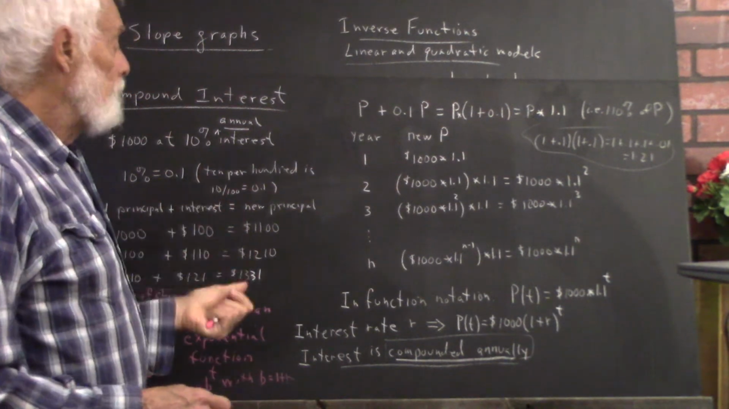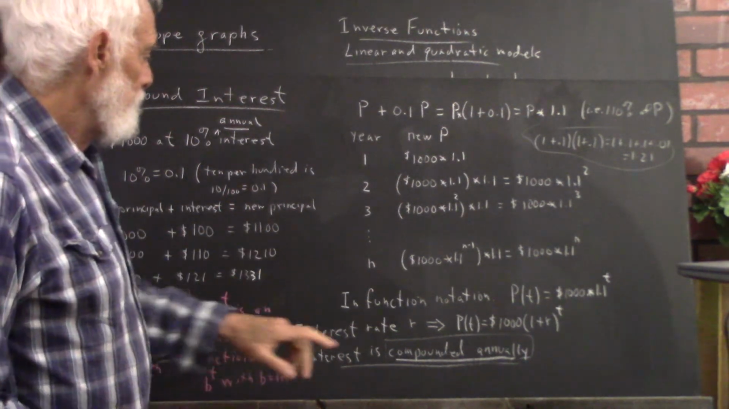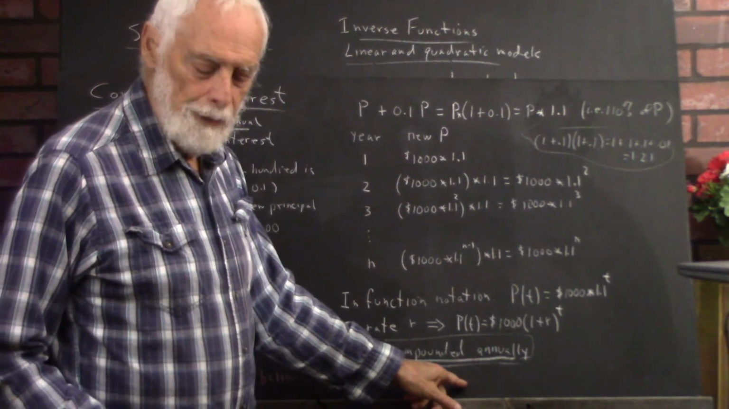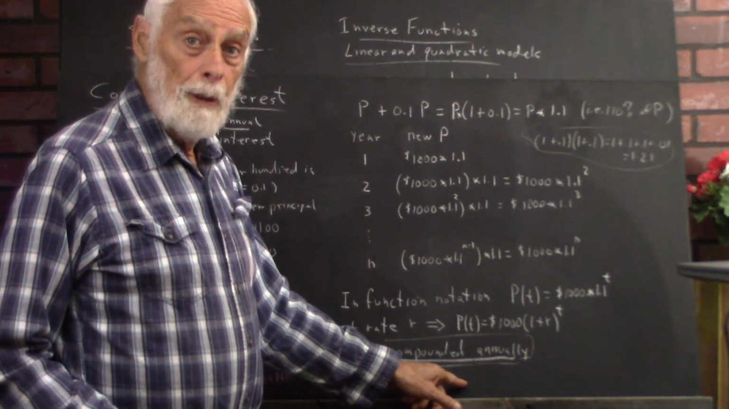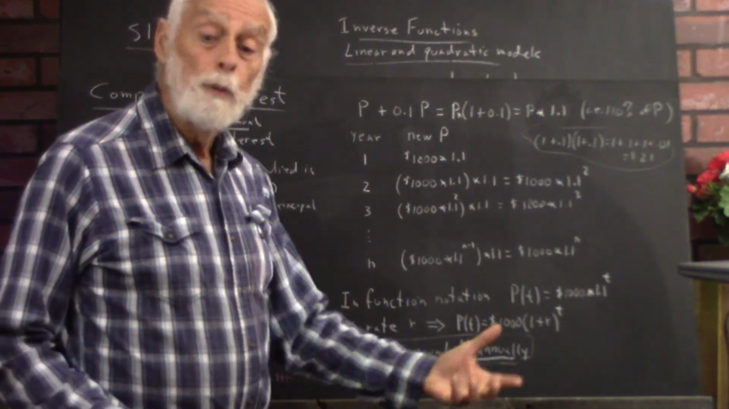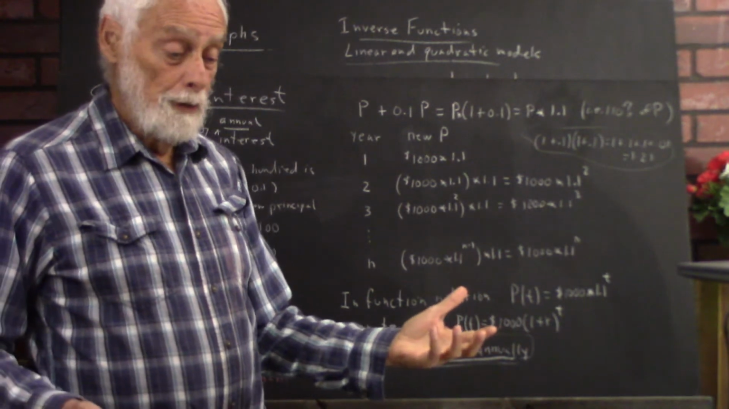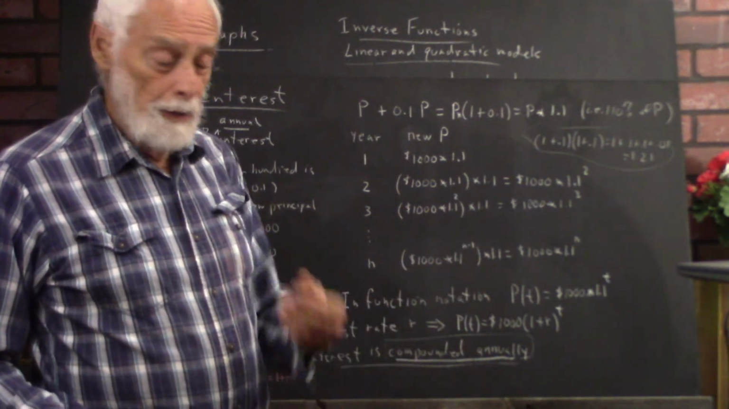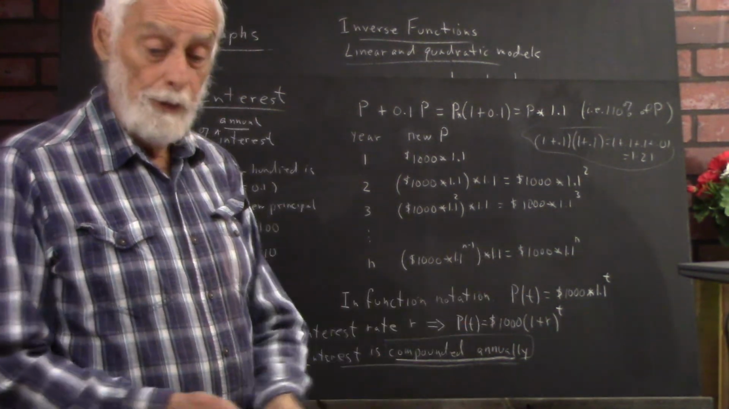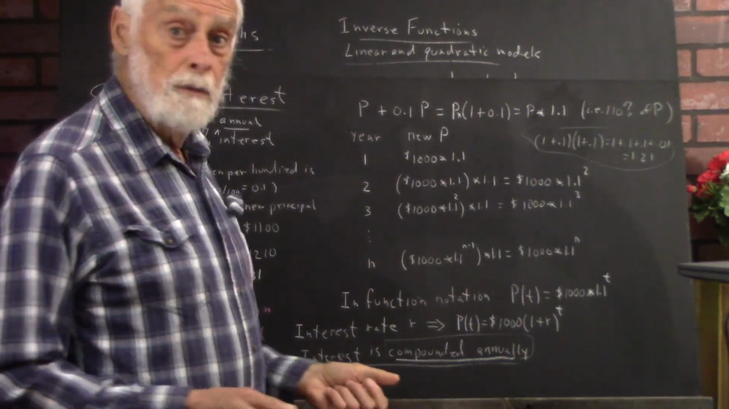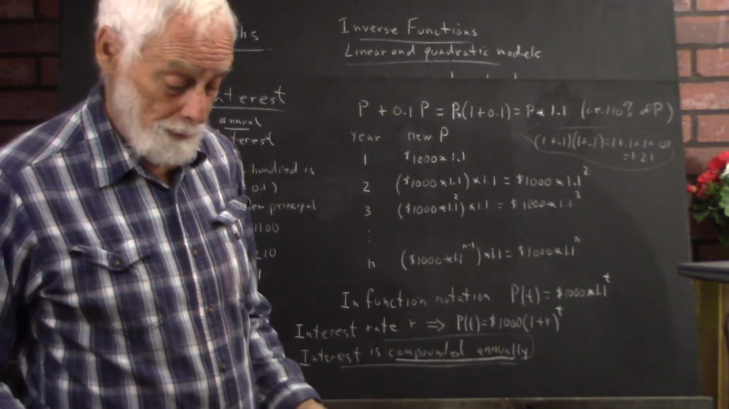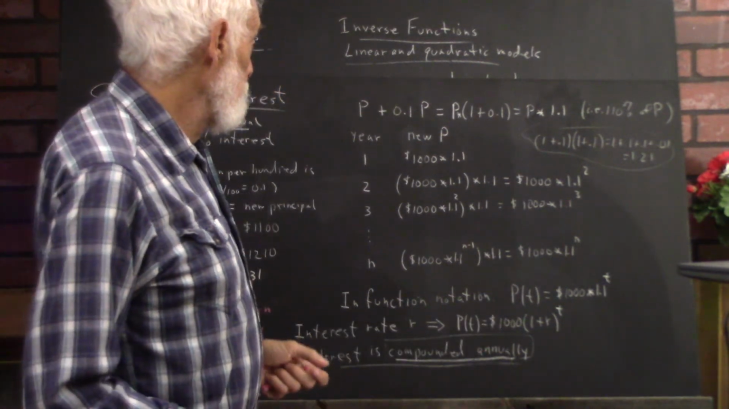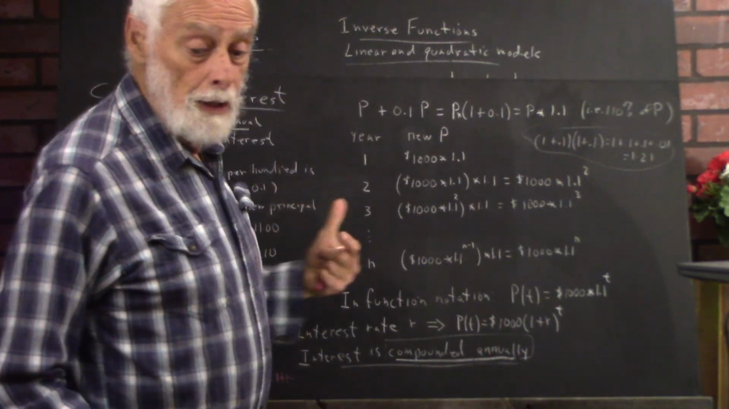Okay, so that's compound interest when the interest is compounded annually. Now we can compound interest more frequently than annually. Typically interest is compounded quarterly or semi-annually or monthly or daily or continuously, which is a very interesting thing, and that's where the definition of e arises.